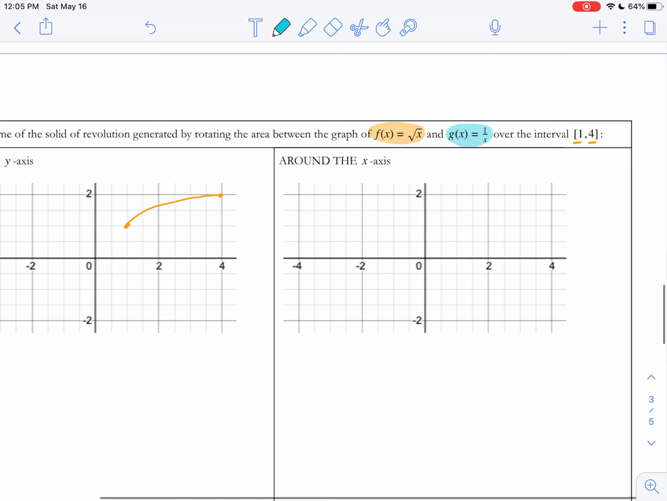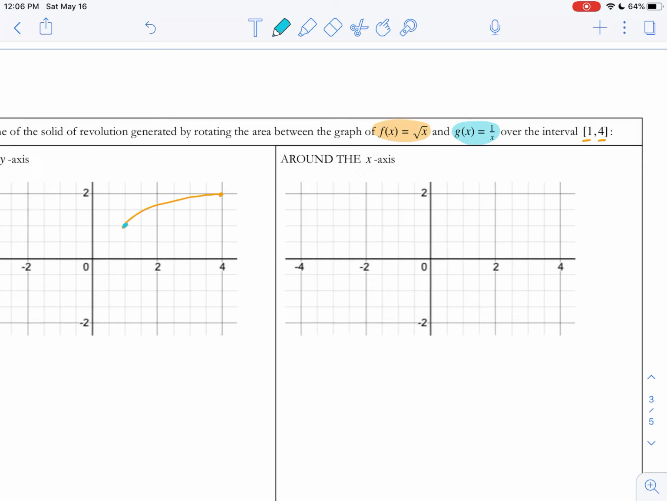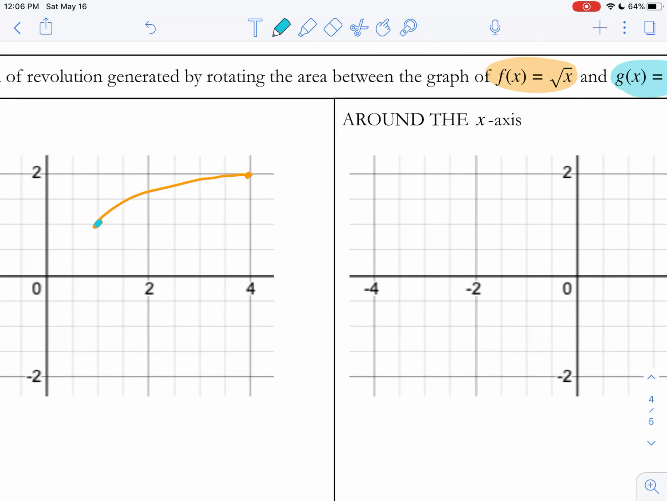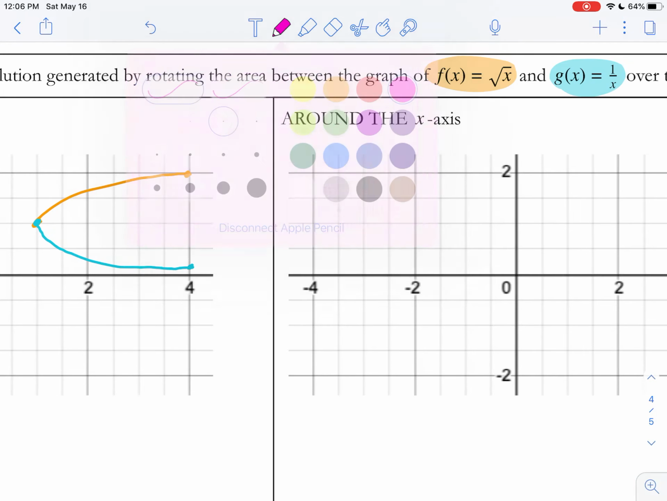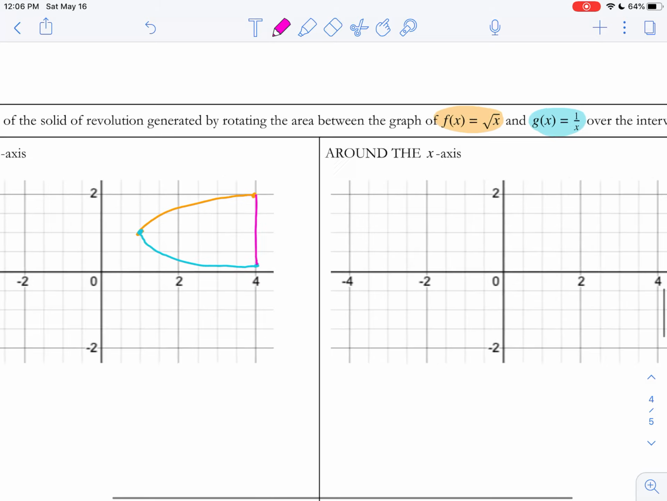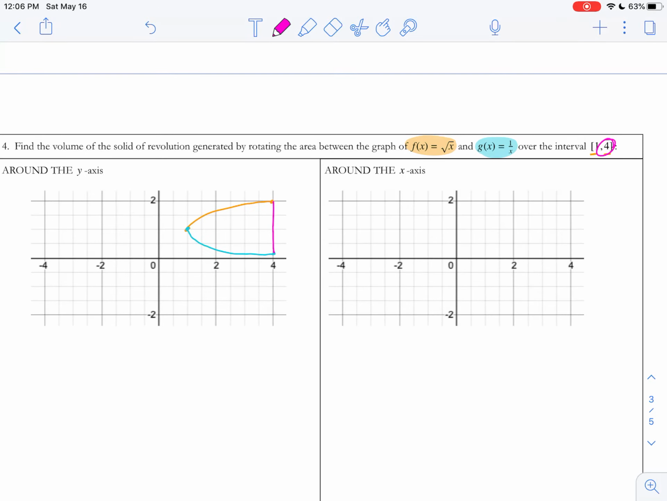Let's do the same thing for 1 over x. So 1 over 1 is 1, and 1 over 4 is 1/4. And so this bottom part defines that curve 1 over x. Now I'm going to seal the region off at x equals 4 because that's what my bounds told me to do.